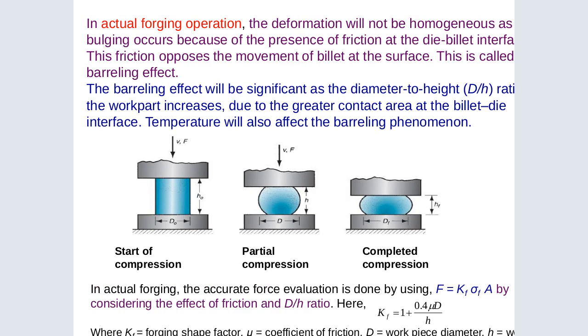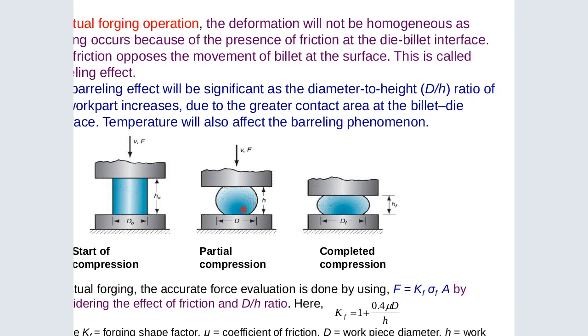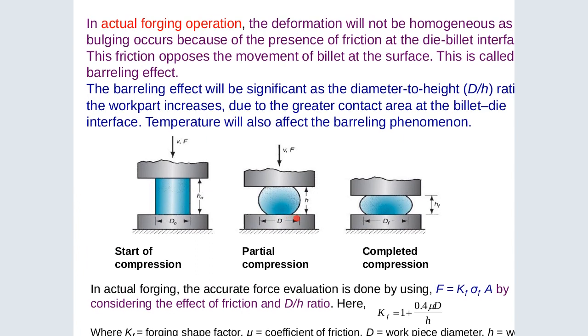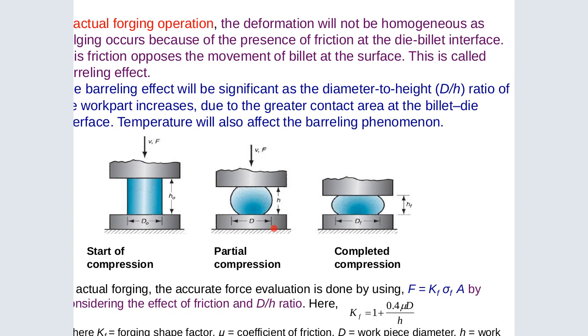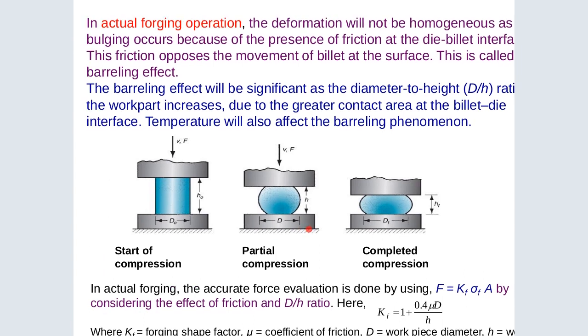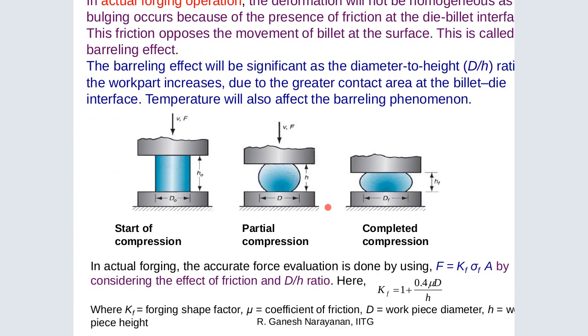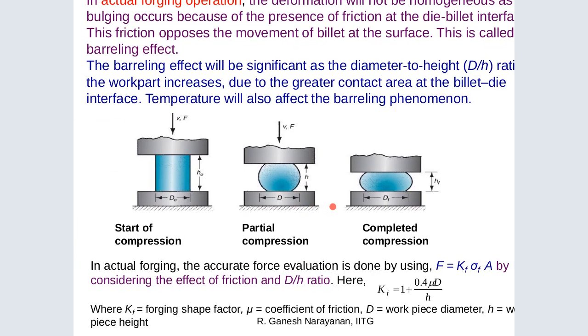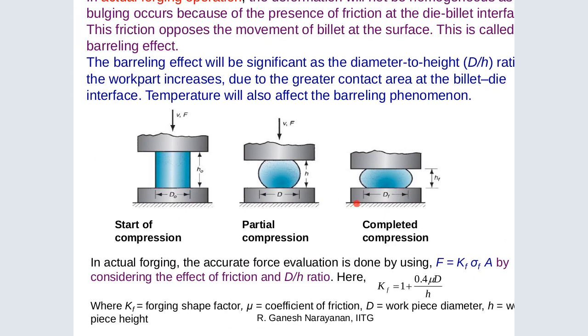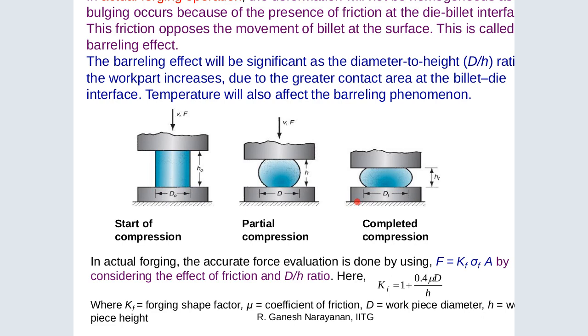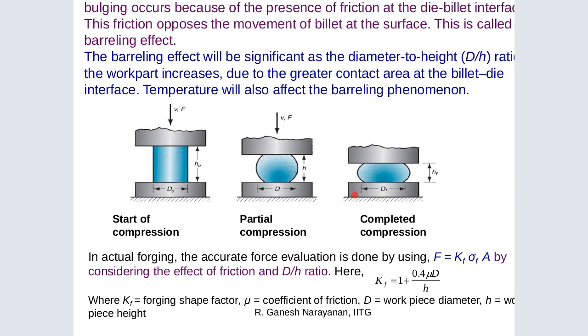So in actual forging process, the deformation will not be homogeneous, and the bulging occurs because of the presence of friction at the die interface. So this friction opposes the movement of the billet at the surface. This is called the barrel effect. The barrel effect will be significant as the diameter over height, that is d over h ratio, of the workpiece increases due to the greater contact area of the billet die interface. And then temperature will also affect the barrel phenomenon.